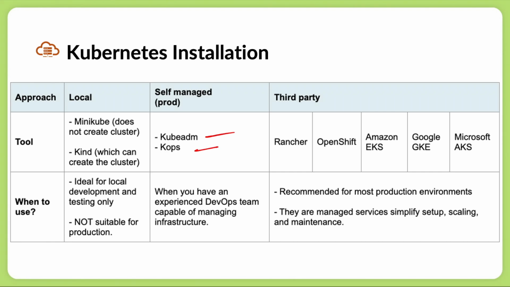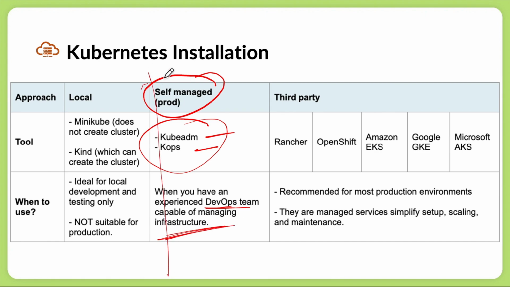Again, you can also do it without these tools, but that will become too complex. Using these tools, you can manage easily, configure easily, and also you will have a better approach to managing it. You should use this self-managed Kubernetes installation for production when you have an experienced DevOps team who are capable of managing Kubernetes infrastructure.